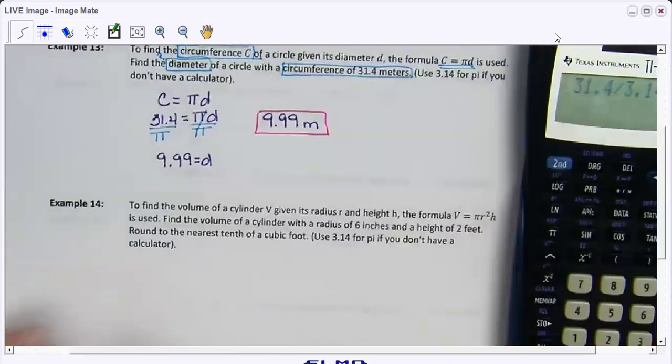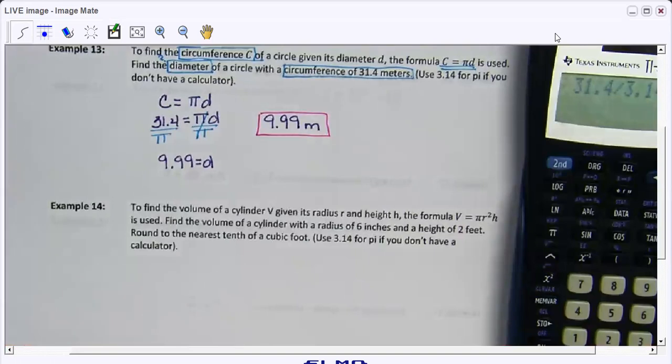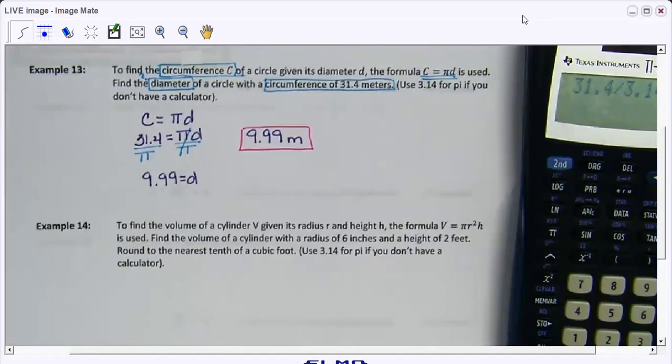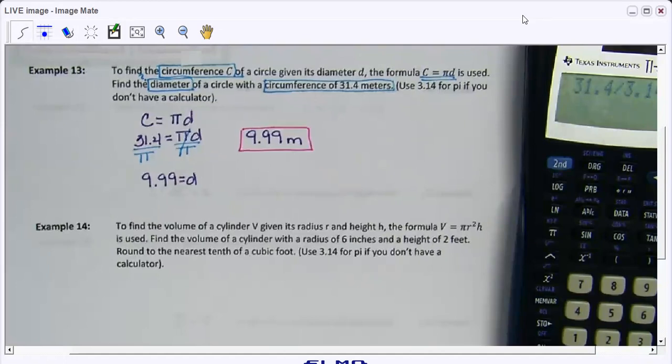Okay, let's move down to 14. Why don't you try setting this one up on your own? Then I'll set mine up and you can check to see if you set it up correctly or if I set it up correctly. Okay, so I'm going to pause the video for this.